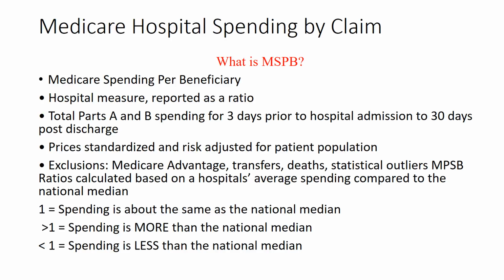It is one of the attributes which is mostly concentrated in our research focus. It is divided into three subparts. Number one, when it is equal to 1, spending is about the same as the national median. If it is greater than 1, spending is more than the national median, and vice versa, if it is less than 1, spending is less than the national median.